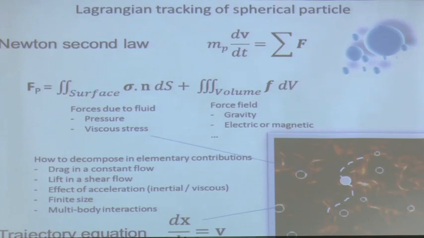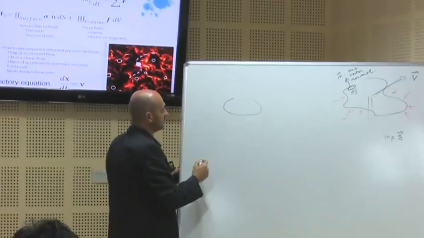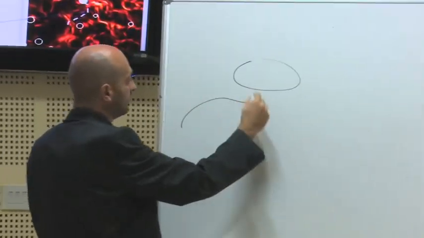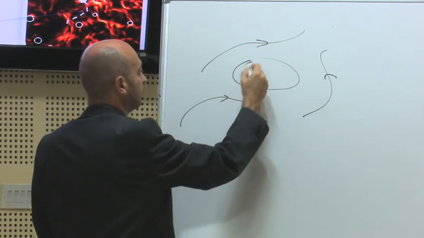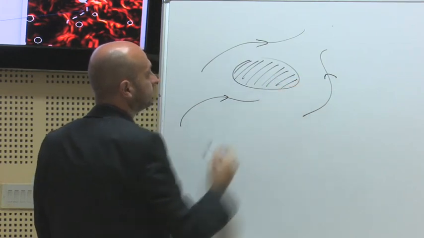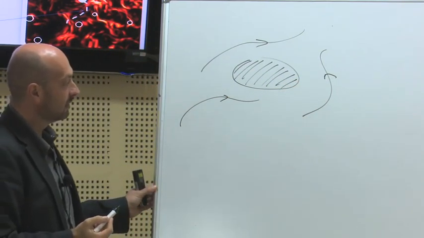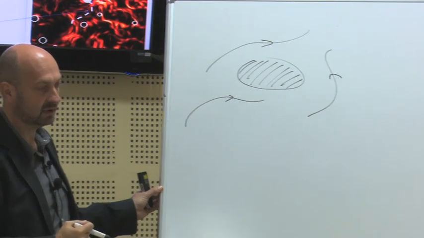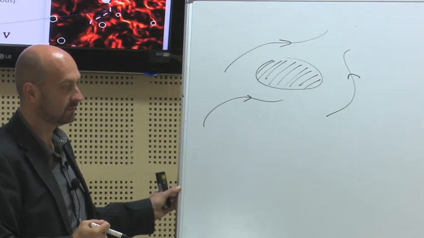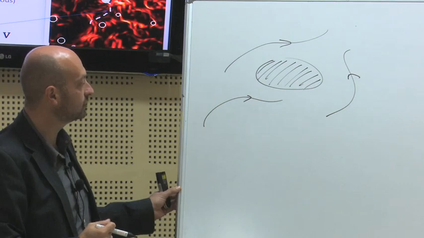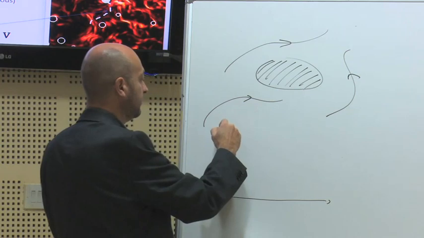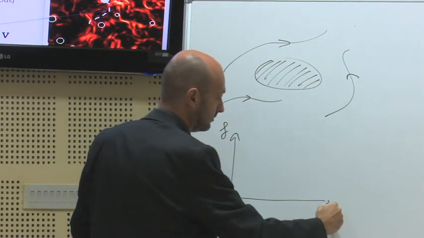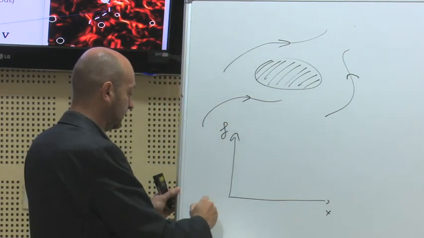So let's say that we have a particle in a very complex flow. Okay, so we have a flow like this, and this is the particle. I'm going to do the same approach that what you do for a function. Okay, so let's say that you have a function of x, okay, f of x.